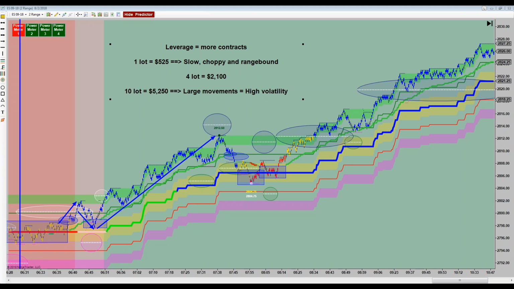Now, here's the other thing to consider about crude and gold. Okay, they're $10 a tick instruments. So from a risk return perspective, they're twice as much as the $5 equity instruments, right?